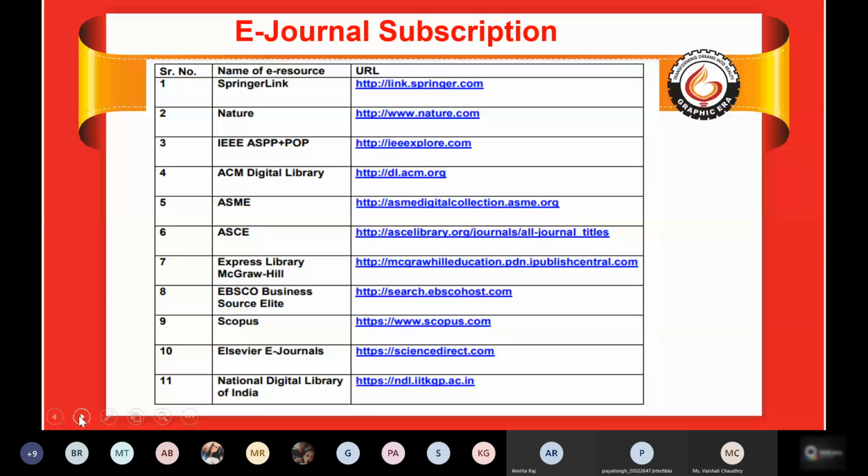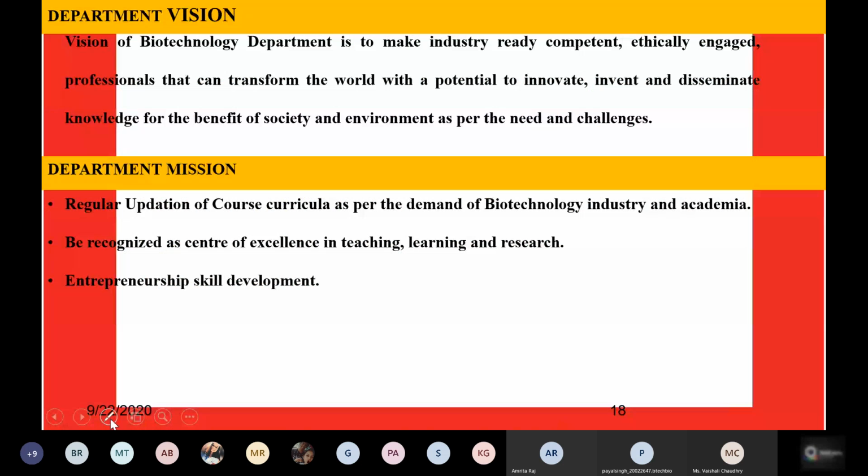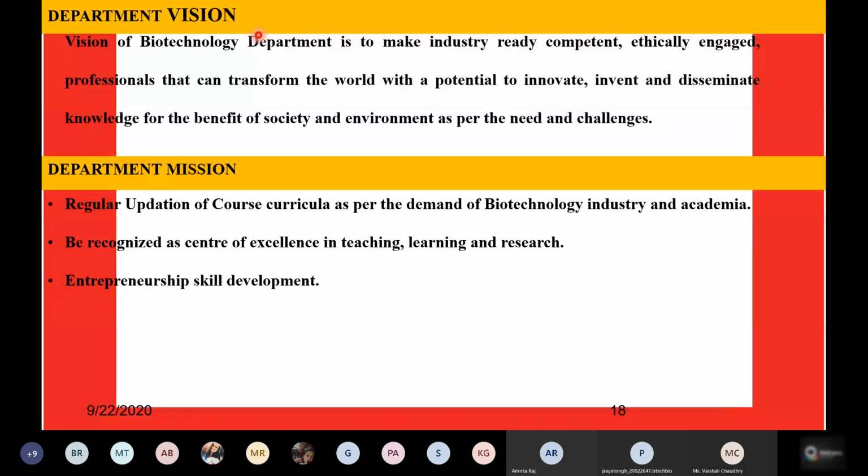So we are now talking about the research, development and innovations in Department of Biotechnology. So this is a very important slide. Why? Because you should know the department vision. As a student of biotechnology, you should know what is the vision of the department, and each and everyone should know it. And here you can see the vision of the biotechnology department is to make industry ready competent. Industry ready. Now the point is, when we are saying that you are here for 4 years, right?